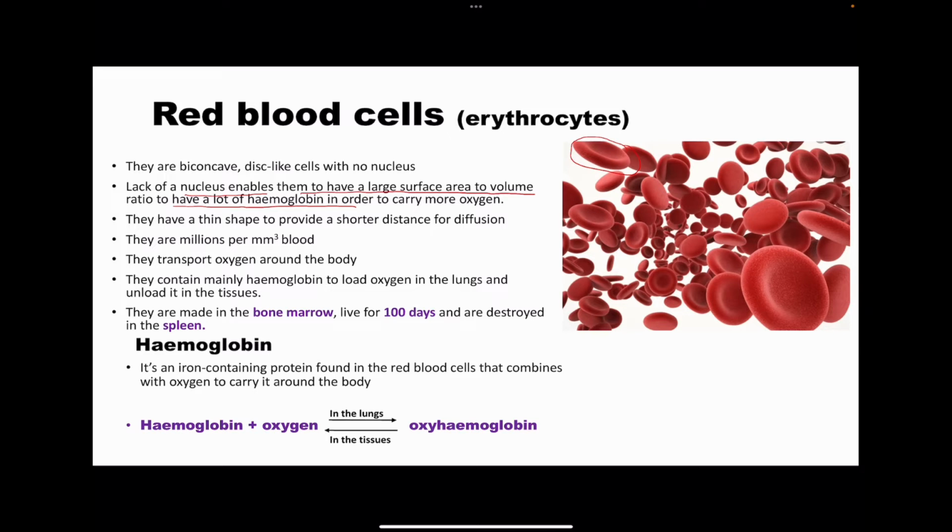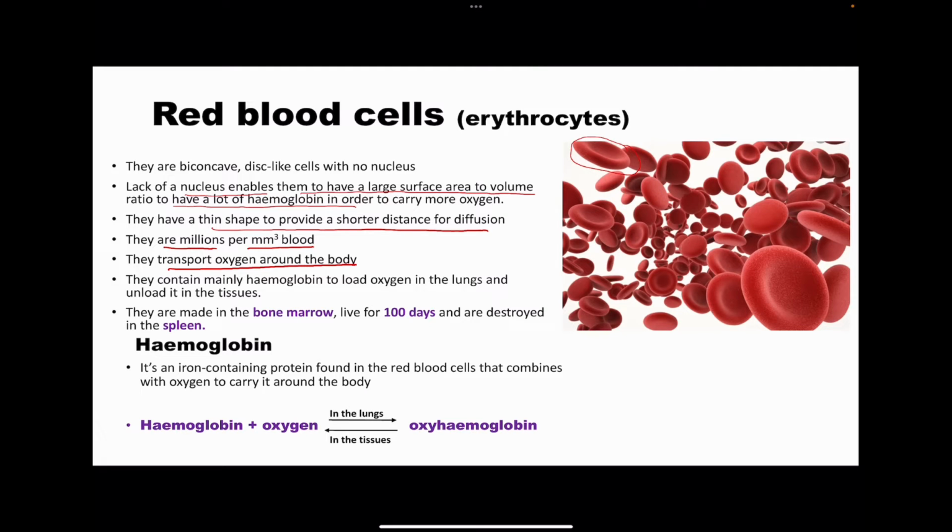Also, they have a thin shape to provide a shorter distance for diffusion. Everybody, you have to remember, if you're talking about diffusion, think about surface area to volume ratio, and also you have to talk about the distance the substances have to diffuse. If it's shorter, then the rate of diffusion will be faster or higher. Another thing we know is that there are many millions of these red blood cells per millimeter cubed of blood, and they also transport oxygen around the body.